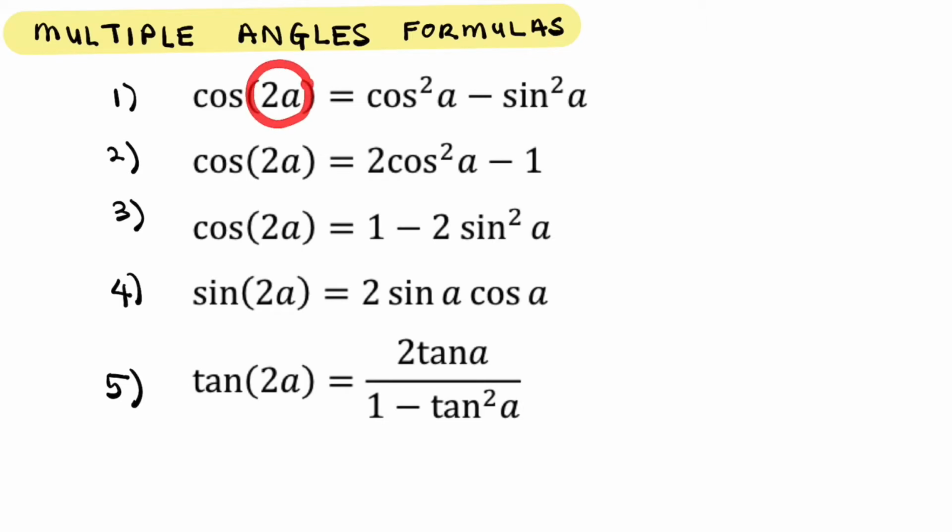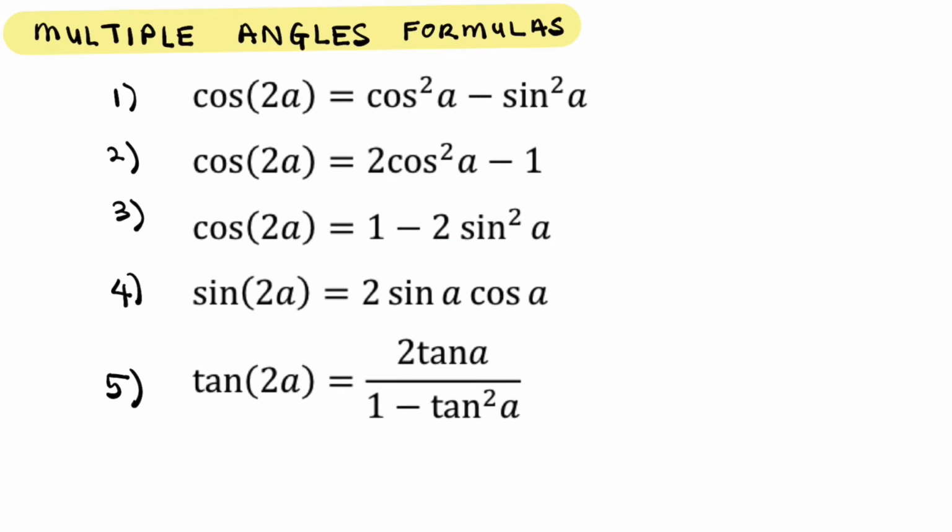Okay, double angle of 2A. So let's say for the first one, cosine 2A, you can have 3 formulas. You can choose either one that you want to use. The first one would be cosine squared A minus sine squared A. The second one is cosine 2A equivalent to 2 cosine squared A minus 1. And the last one will be cosine 2A equivalent to 1 minus 2 sine squared A.